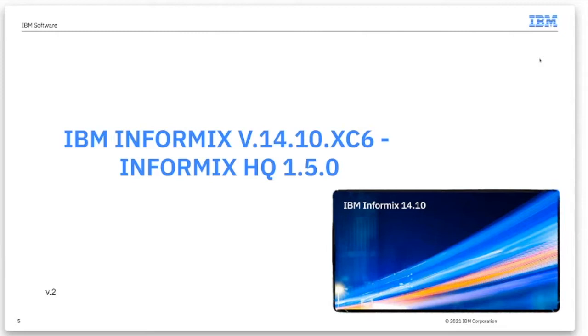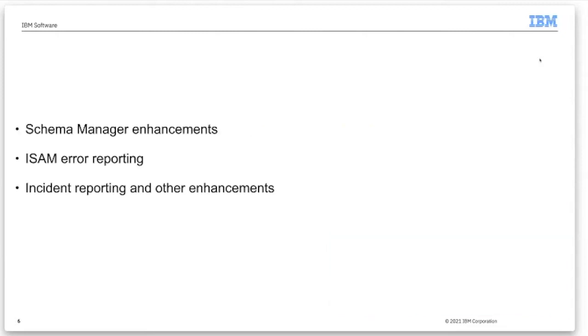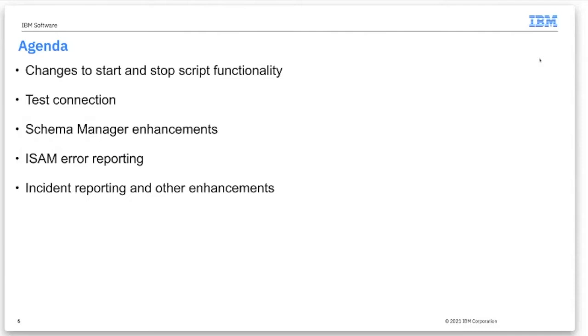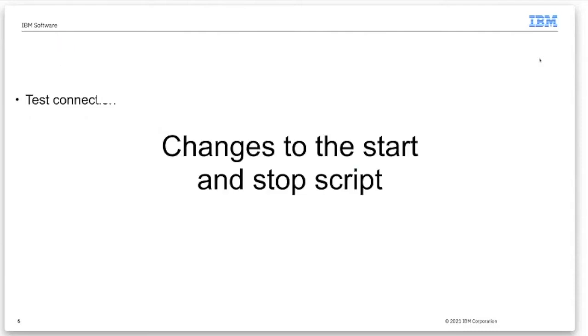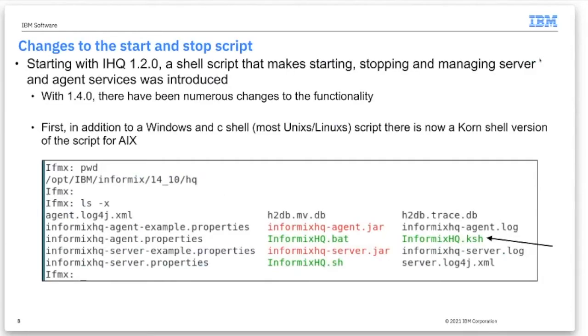XE6 brings out IHQ version 1.5. Now in XE1, we had obviously version 1.1, and through the intervening fix packs, we've gone through to 1.2, 1.4, and now we're on 1.5. This is actually a cumulative discussion since XE2, what features were introduced between 1.2 and 1.5. If you've been using IHQ for a little while, some of these things may be old news to you because you've already seen them. So let's go ahead and get started with changes to the start and stop script.